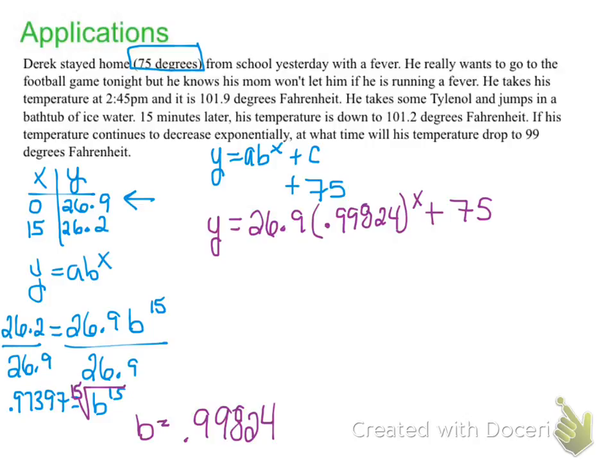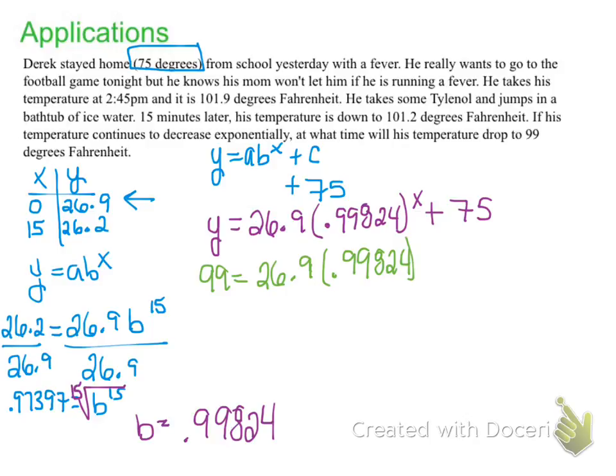So the next thing that we're looking to be able to do with our equation is figure out how long will it take for his temperature to drop to 99 degrees Fahrenheit. So we're going to set his equation equal to 99 and solve for x, which then means that we're going to first subtract 75 from both sides.